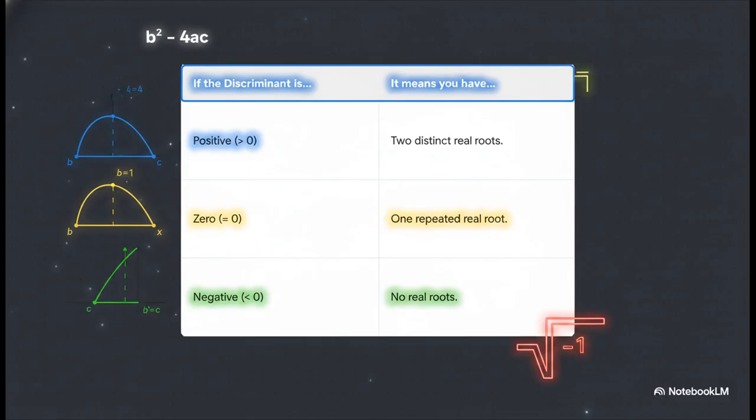And the logic is actually super straightforward. If the discriminant is a positive number, you're taking the square root of a positive, which gives you 2 different real answers. If it's exactly 0, well, the square root of 0 is just 0, so you only get 1 repeated answer. And if it's negative, well, you can't take the square root of a negative number, at least not with real numbers, so you have no real solutions. It's an amazing little shortcut.